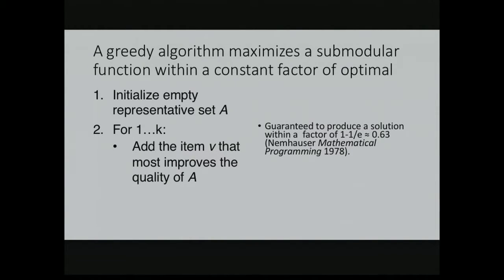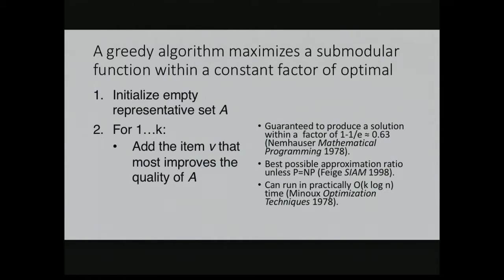So the factor is within 1 minus 1 over e, or a factor of 0.63. Interestingly, it's actually the case that this is the best you could possibly do unless P is equal to NP, which is generally considered not to be likely. And then finally, there are also some fast versions of this algorithm that in a practical sense run at about k log n. So it's quite quick to be able to do this for large data sets. This kind of thing is the key result that drives a lot of this work.